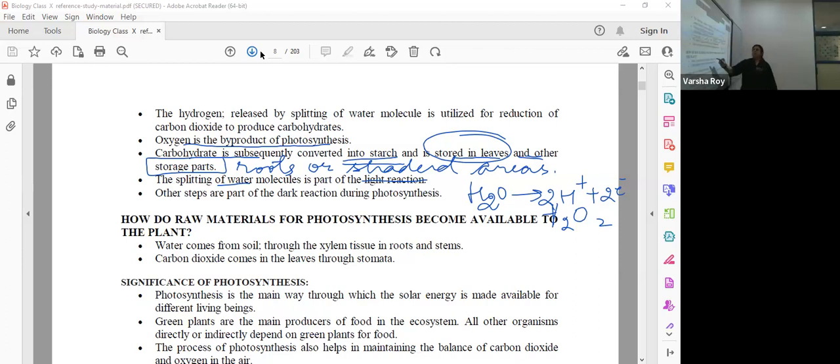Now, how do the raw materials for the photosynthesis become available to the plants? कैसे available होगा? So, who are the two raw materials we have seen? Water and CO2, carbon dioxide. Now, the water comes from soil to the xylem tissues in the roots and stems. So, who is responsible for the conduction of water? Xylem tissues in the roots and stems, and CO2 comes in the leaves through the stomata. Stomata से exchange होगा.